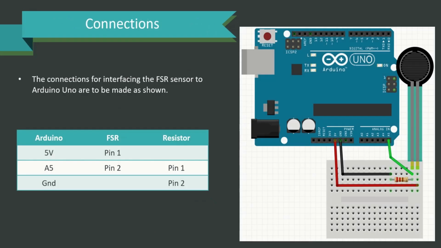The connections are very simple and you can see the connection diagram which is presented in front of you. Arduino's 5-volt pin is connected to FSR's pin 1. Arduino's A5 pin is connected to FSR's pin 2 and also to the resistor's pin 1. The Arduino's ground is connected to resistor's pin 2.